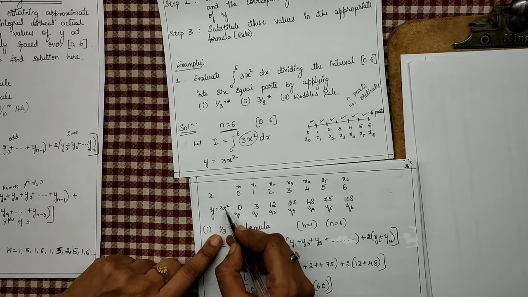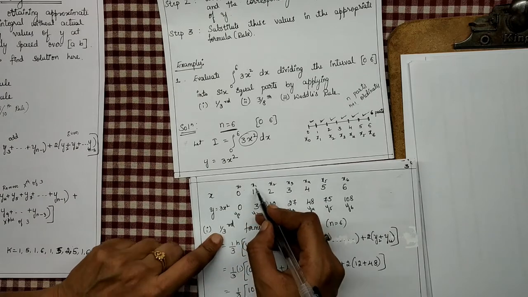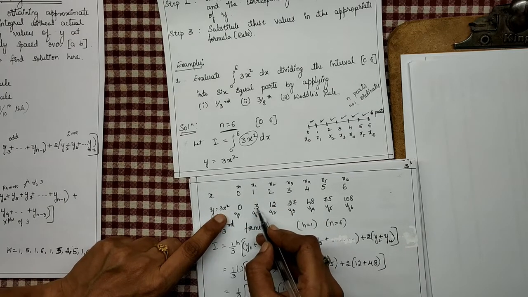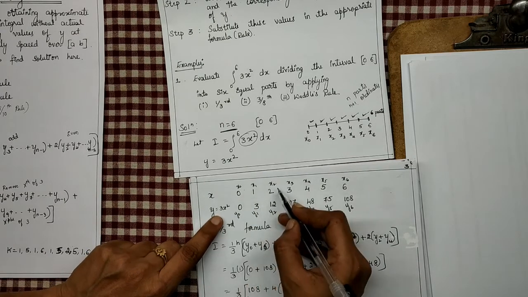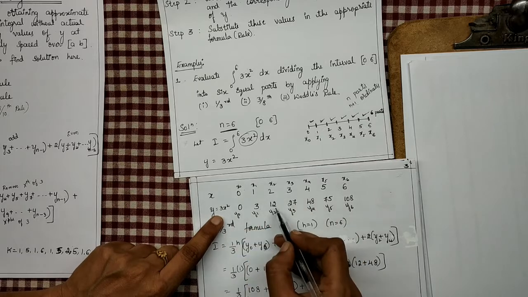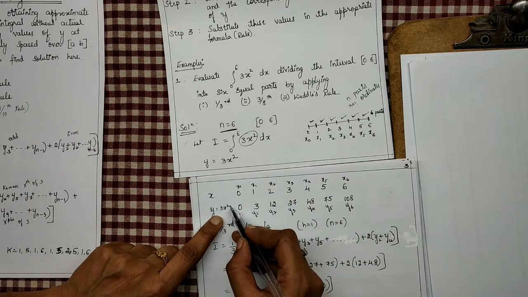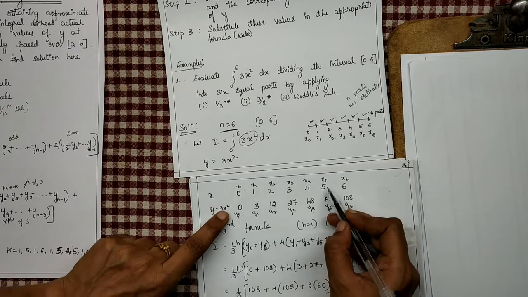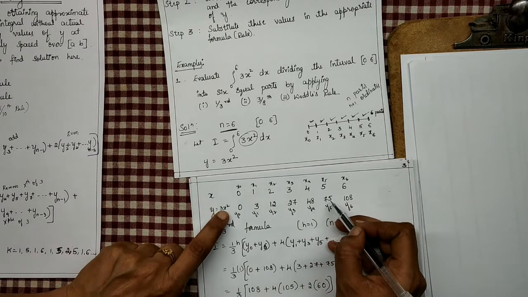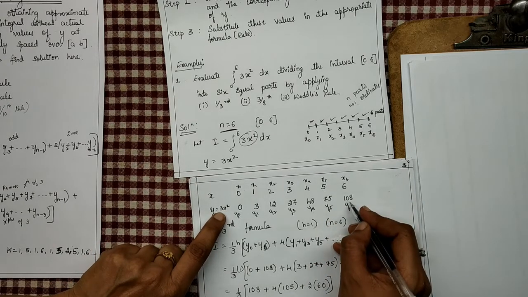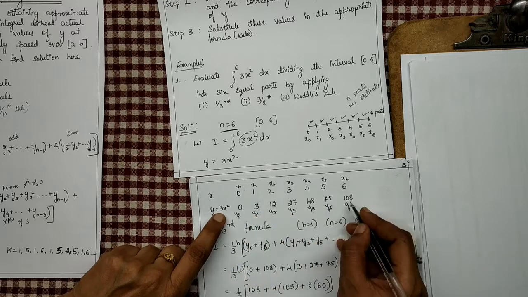And when you put x0 value 0 here, 3 into 0 is 0. So it is 0. When x value is 1, it will be 3 into 1 is 3. The 1 square is 1, 1 into 3 is 3. x2 is 2, 2 square is 4, 4 times 3 is 12. x3 is 3, 3 square is 9, 9 times 3 is 27. 4 square is 16, 16 times 3 is 48. 5 square is 25, 25 times 3 is 75. 6 square is 36, 36 times 3 is 108. See, these are the values you will get for y.